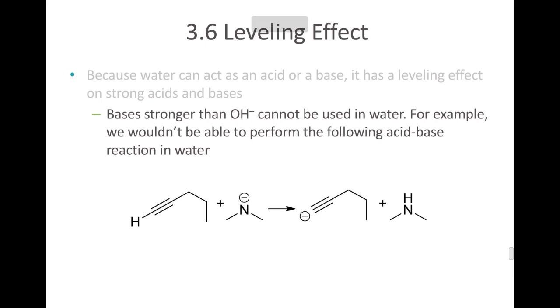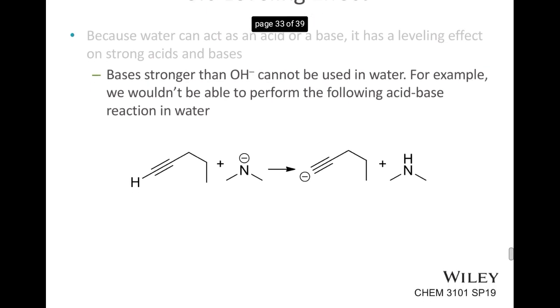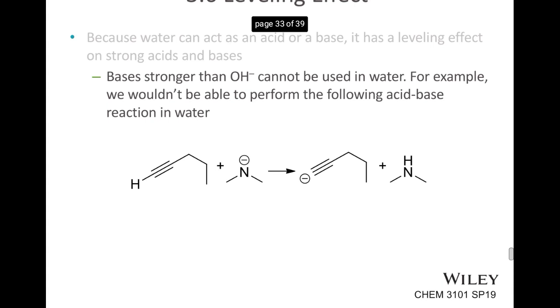So it says here that bases stronger than hydroxide cannot be used in water. For example, it says we wouldn't be able to perform the following acid-base reaction in water. So let's just say hypothetically, and I'll get out the green pen, and I'll say hypothetically, question mark, because obviously this isn't going to work. It already told us that this won't work. But why can I not take these two reagents, this alkyne and this base, and mix them together in water?